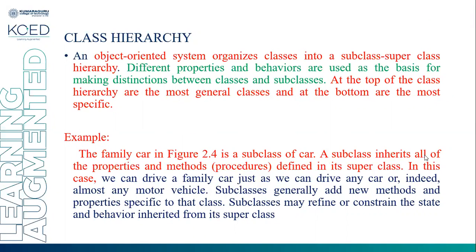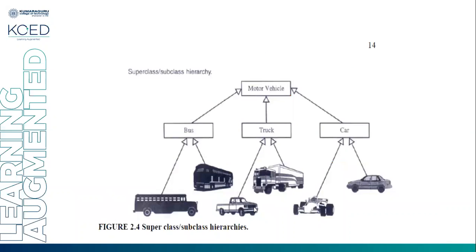A subclass inherits all of the properties and methods defined in its superclass. So we can drive a family car just as we drive any car, or indeed almost any motor vehicle. Subclasses generally add new methods and properties specific to the class. Subclasses inherit from the superclass and add properties and methods that are specific to the class. Subclasses may refine or constrain the state and behavior inherited from the superclass.